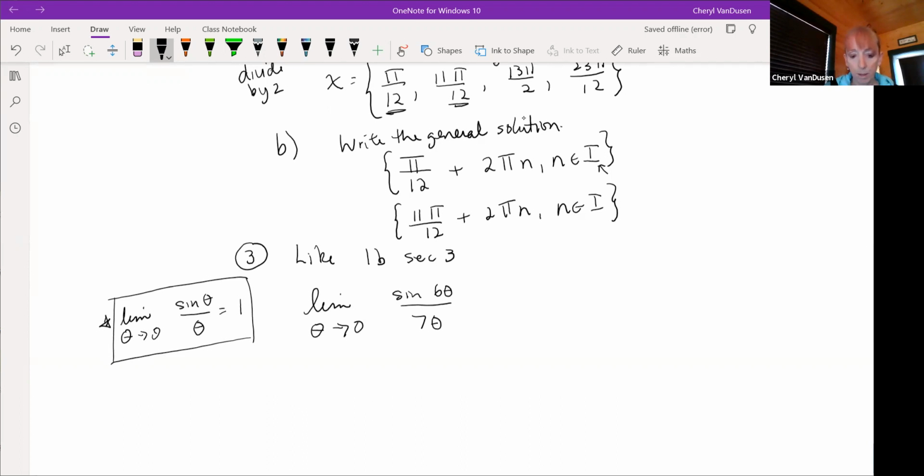We have a problem here with the fact that we have a 6 theta on the top and a 7 theta on the bottom. And I have seen students say, well, heck, I'm just going to common factor the 6 out and then common factor the 7 out and get it ready to go. It actually leads to a right answer, but for very wrong reasons. 6 theta is an angle.